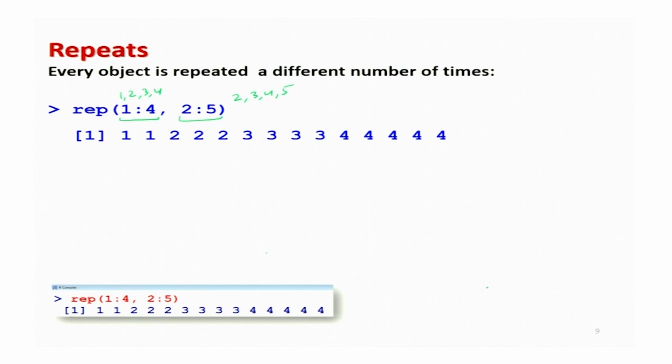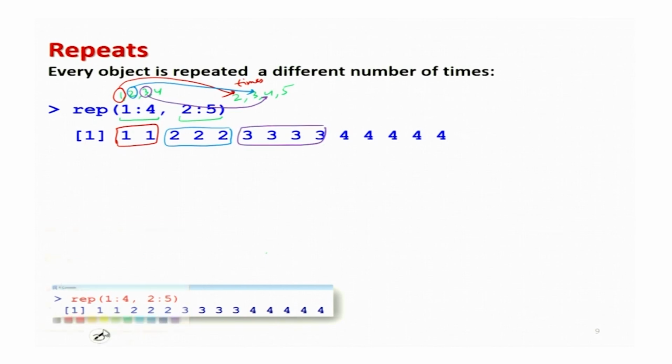So first you have to observe the way it is working. First of all, this is going to be taken as times. The value 1 is picked up and repeated 2 times, you can see here. Then the next value 2 is picked up and repeated 3 times. Then the third value 3 is picked up and repeated 4 times. And finally, the last value 4 is picked up and repeated 5 times.